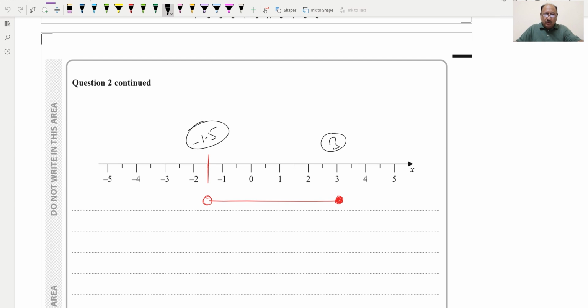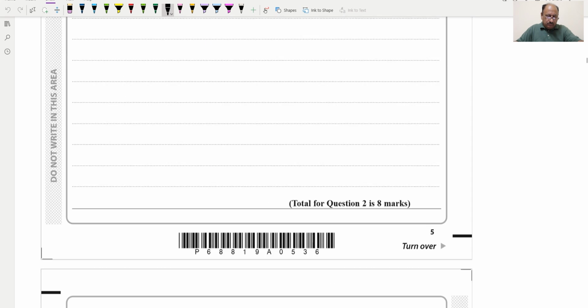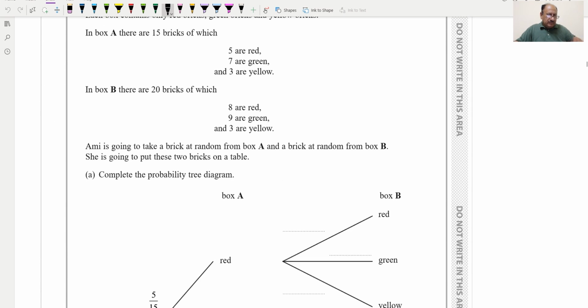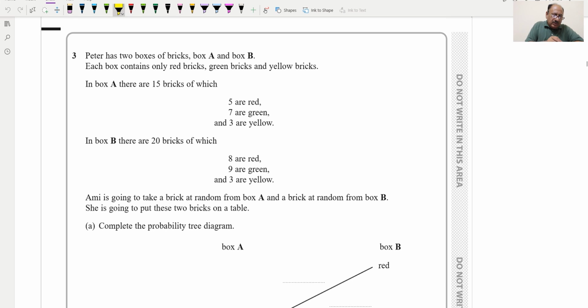Hopefully you understood this. Now question number 3, and question number 3 says Peter has 2 boxes of bricks, box A and box B. Each box contains only red bricks, green bricks and yellow bricks.